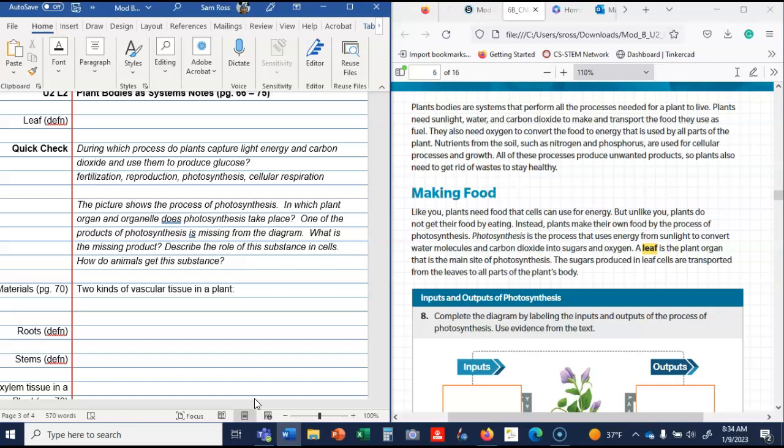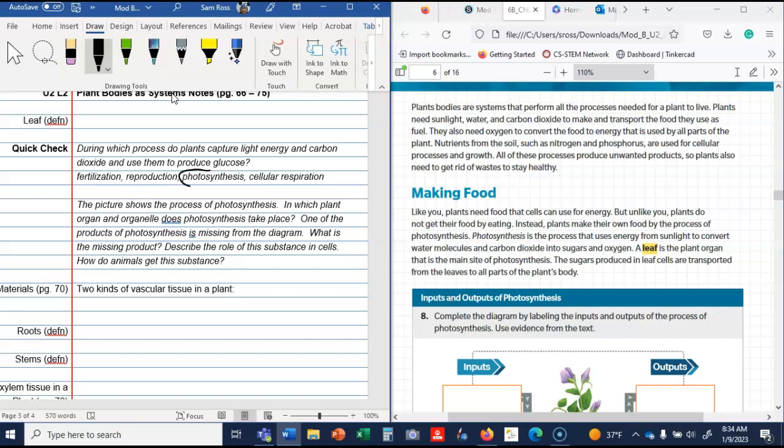During which process do plants capture light energy and carbon dioxide and use them to produce glucose? That's going to be photosynthesis. The picture's not here, but it says the picture shows the process of photosynthesis. In which plant organ and organelle does photosynthesis take place? It takes place in the leaves and the chloroplast.